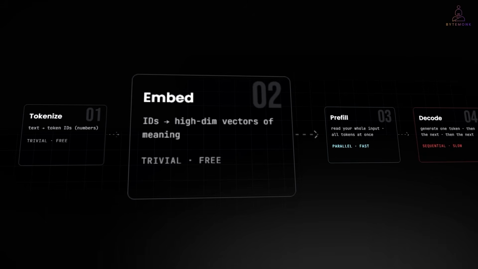Then comes embedding. Each token ID gets mapped to a high-dimensional vector, a list of a few thousand numbers. This is how the model represents meaning internally. You don't need the math here. Just know that the tokens get turned into a list of numbers, and those numbers encode what the word means based on the context around it.